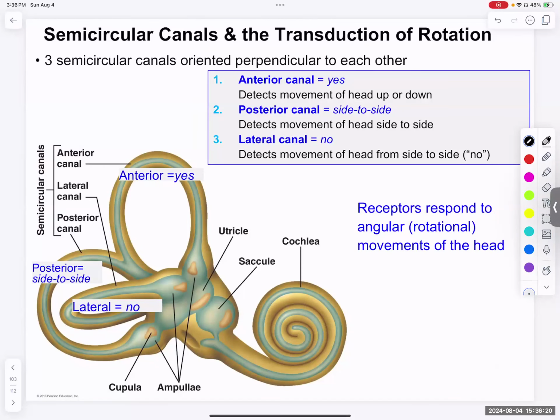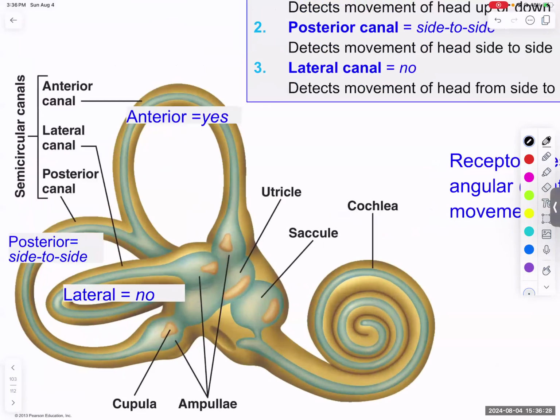So the semicircular canals, you have three. You have an anterior canal, a lateral canal, and a posterior canal. There is fluid in here. So again, you're going to have perilymph fluid and endolymph fluid.